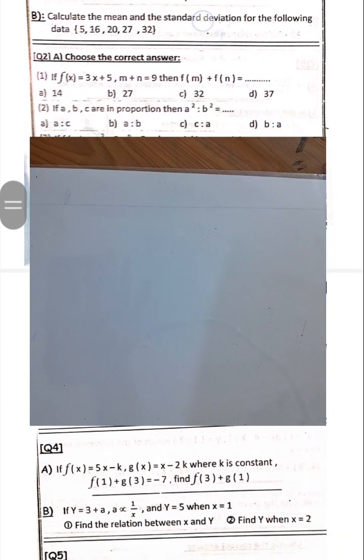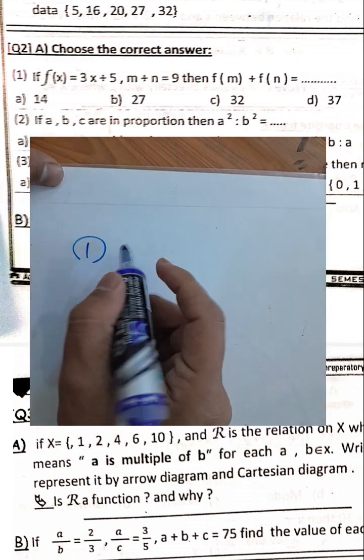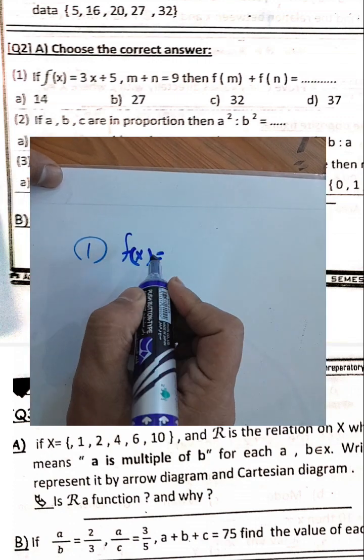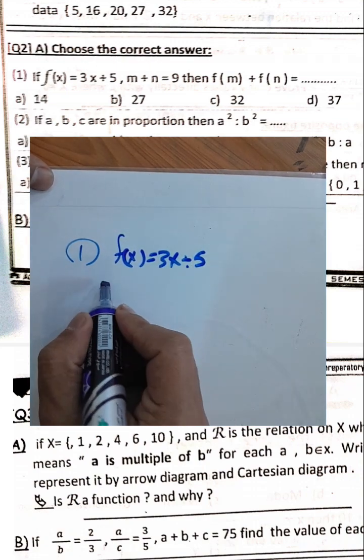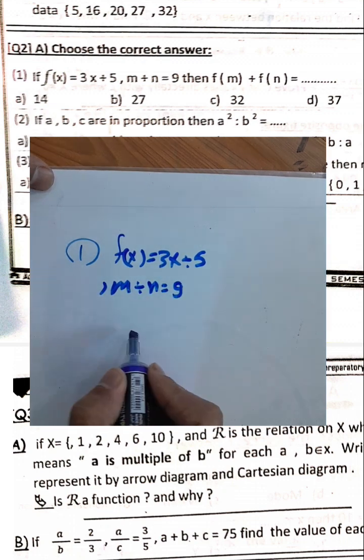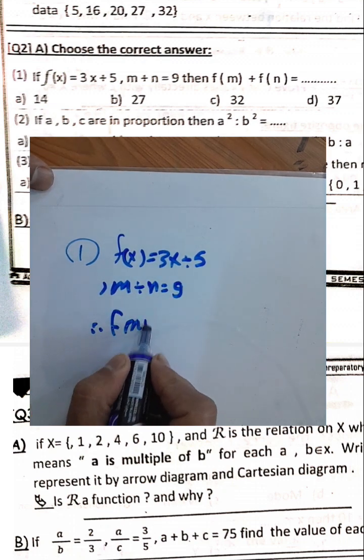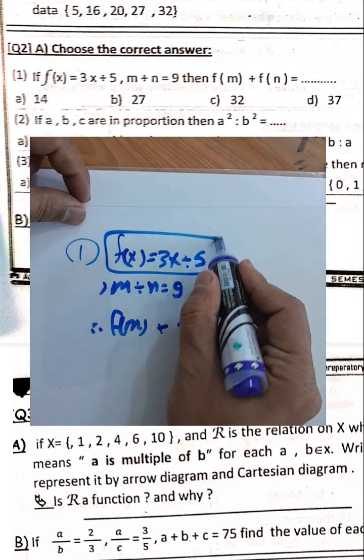Okay, next question, number 2. Choose the correct answer. Number 1: if f of x equals 3x divided by 5, and we have m plus n equal 9, you want to find f of m plus f of n. Okay, we can solve this example.